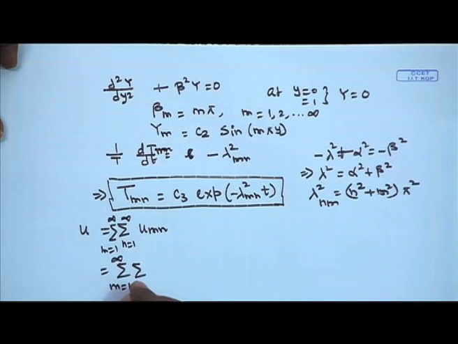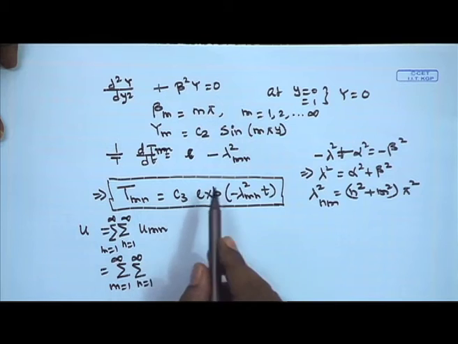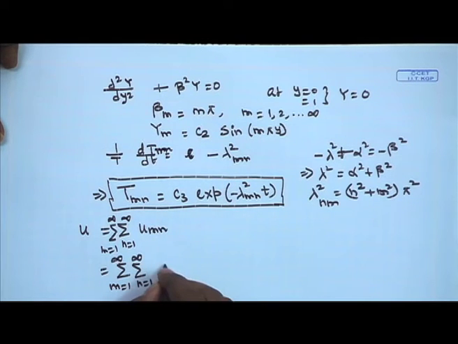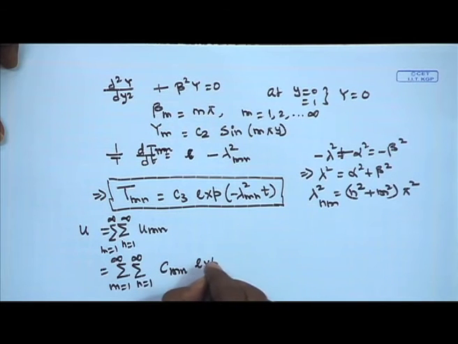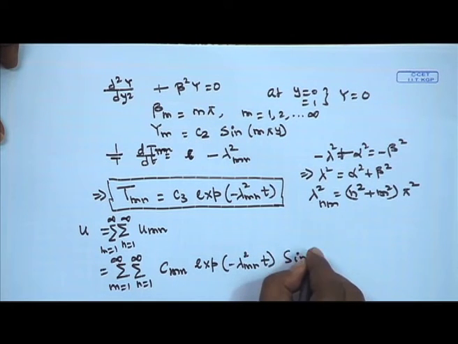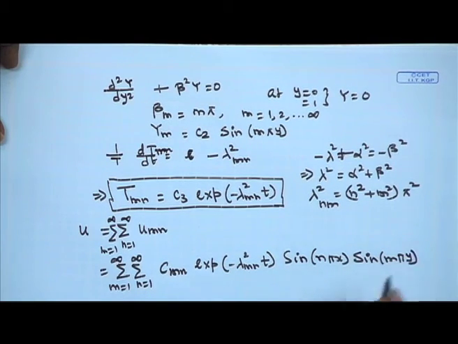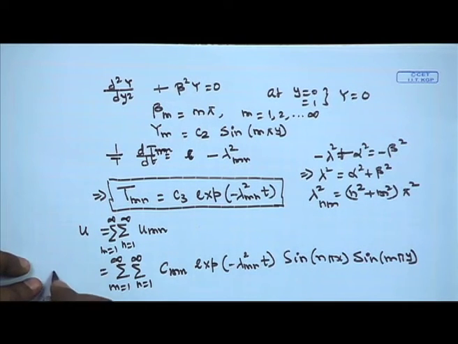The product of the three constants C1, C2, C3 will give a new constant Cmn, and the solution is the double summation of Cmn exponential minus lambda mn square t sin n pi x sin m pi y. Now, this constitutes the solution of u.